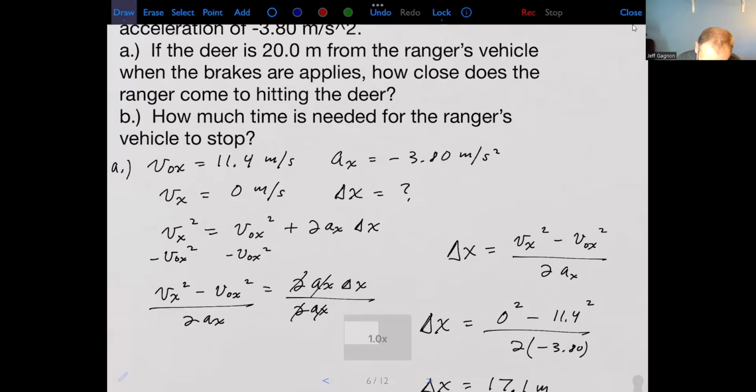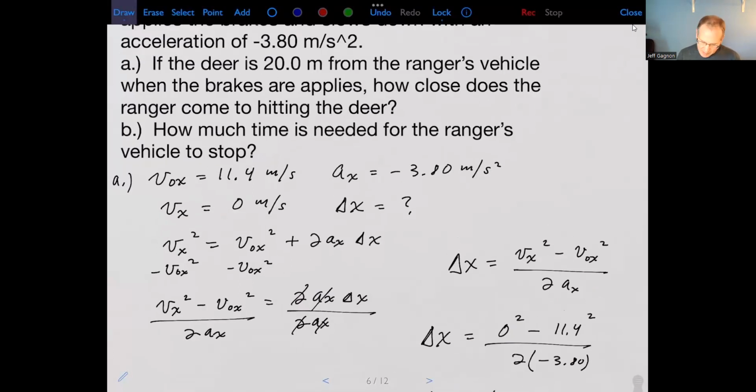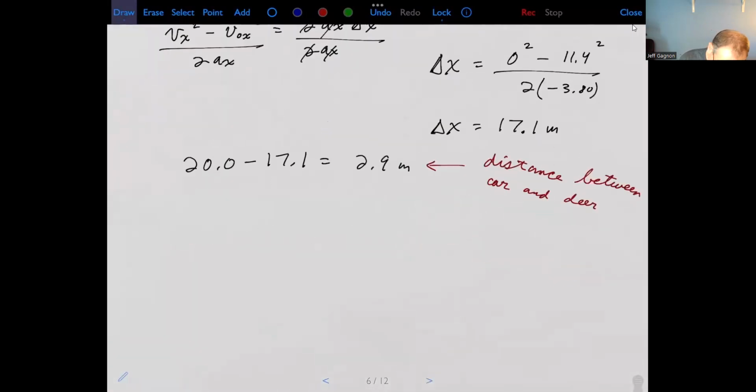Then let's see, what's the other question? How much time? Okay, so how much time was needed for the ranger's vehicle to stop? So for part B, we don't know the time, right? We're looking for delta t. So in this case, I guess we could just use this equation. Vx is v naught x plus ax delta t. Because we know the final velocity, again, it was 0. We know the initial velocity, we know the acceleration. We could solve that for delta t.